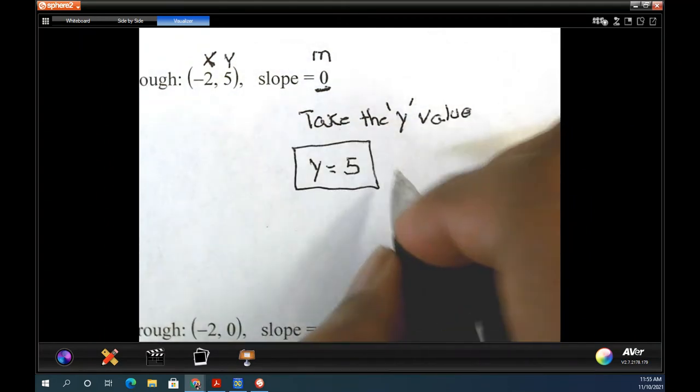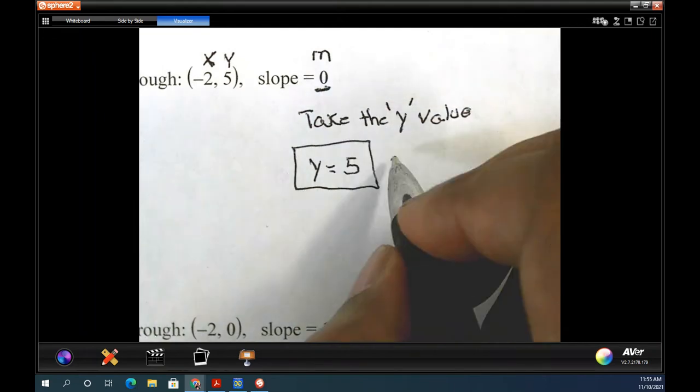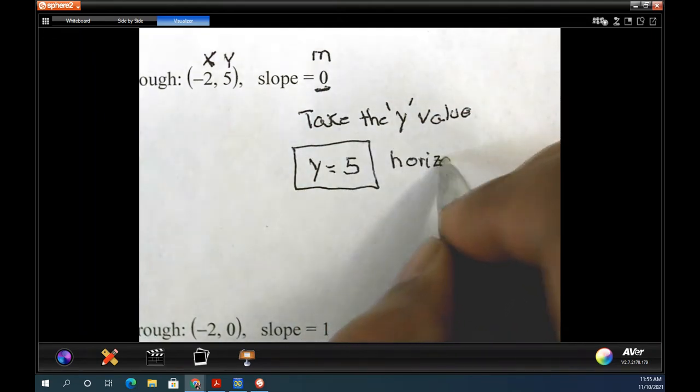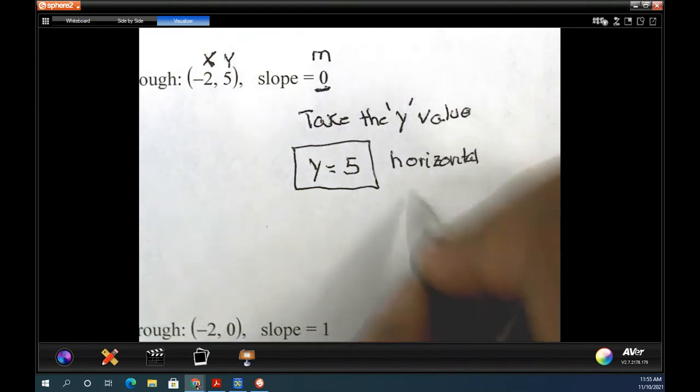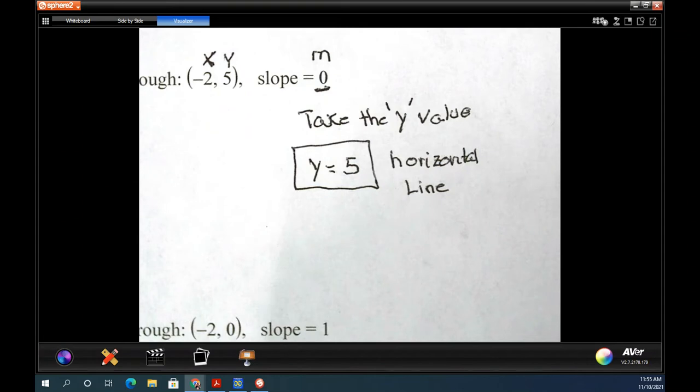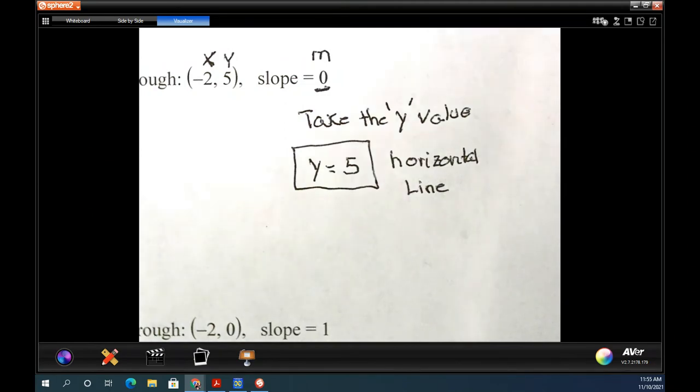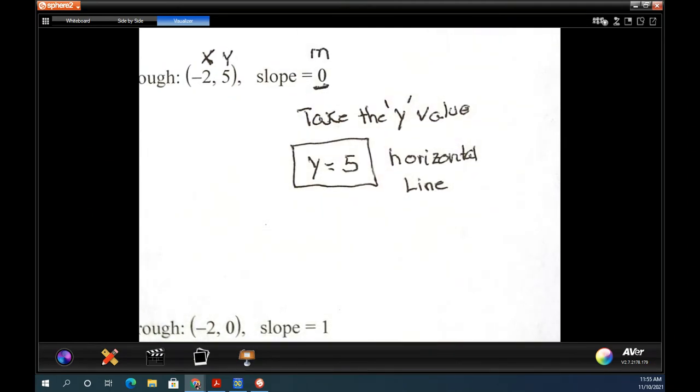Now, you got to know. We already know the slope is 0, and it's a horizontal line. You got to know all that. Slope 0, take the y value. I got one more in here that's a little different. Okay. Let's look at number 3.